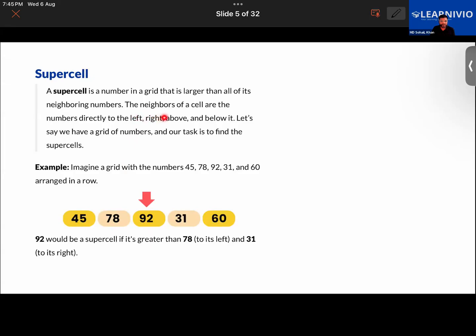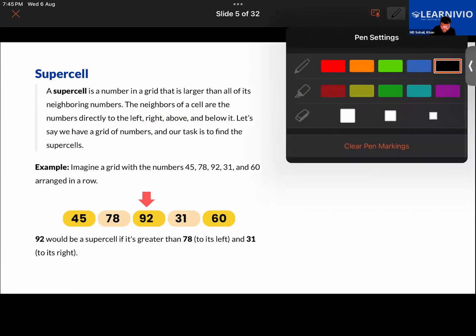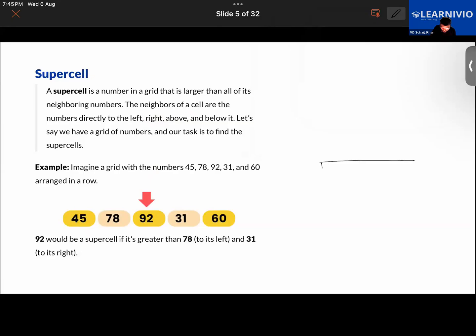Exactly. So a supercell is a number in a grid that is larger than all of its neighboring numbers. The neighbors of a cell are the numbers directly to the left, right, above, and below. Getting it now? Like we have a simple grid over here, then we can have a bit more complex grid like this also.